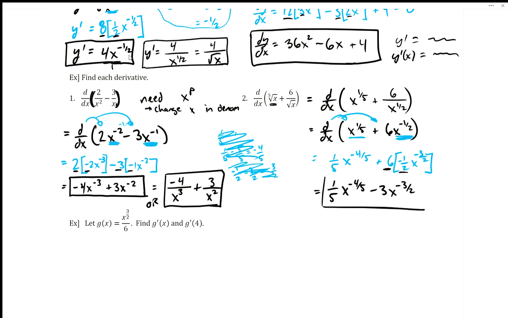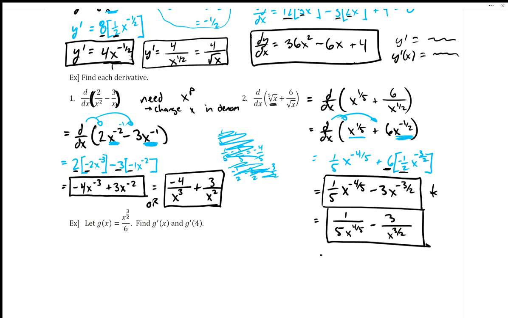Okay, and then like before, these negative powers are usually fine. If they don't like it, we could change it. Let's do that one more time. So we would have 1 over 5, and then the x to the negative 4/5 would move down and become a positive 4/5. And then minus 3, x to the negative 3/2 would move down and become x to the positive 3/2. Okay, so that's another option. Again, this first one, I'm saying that's probably fine.